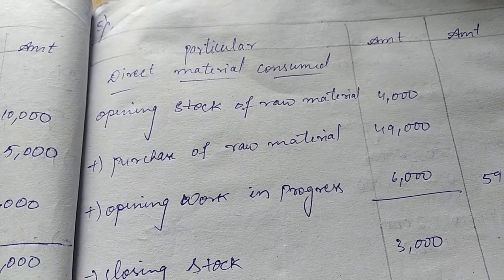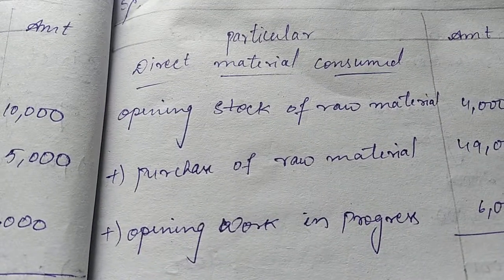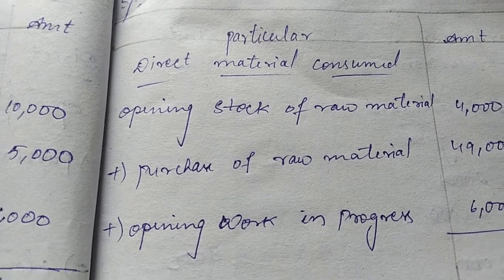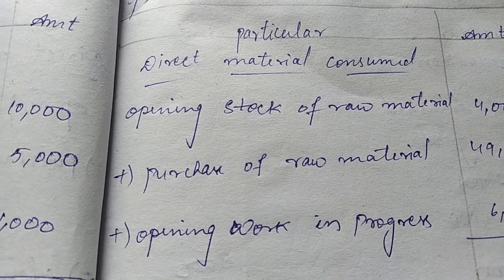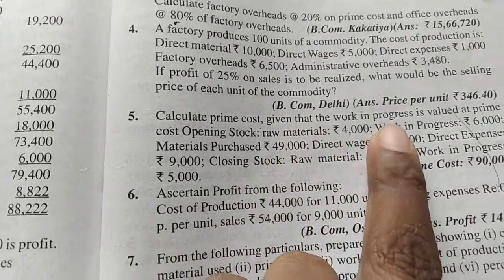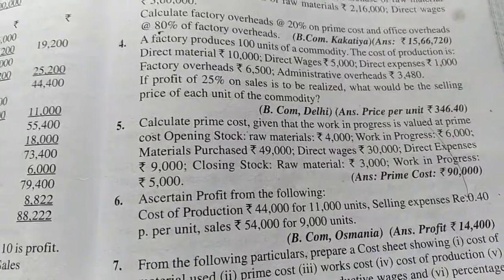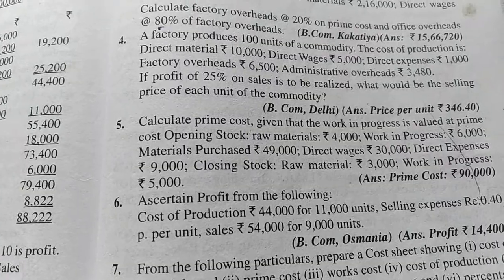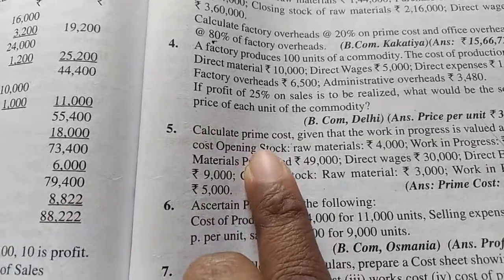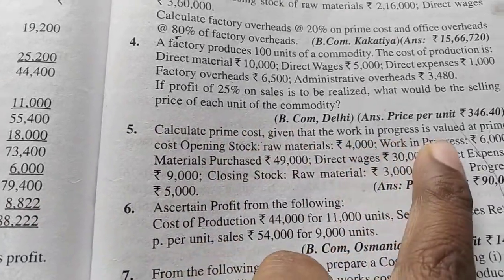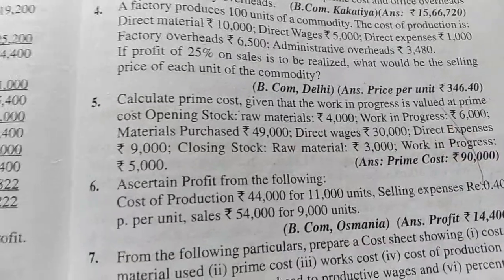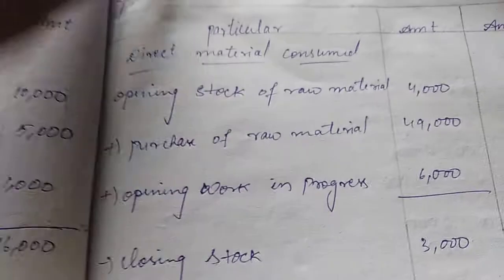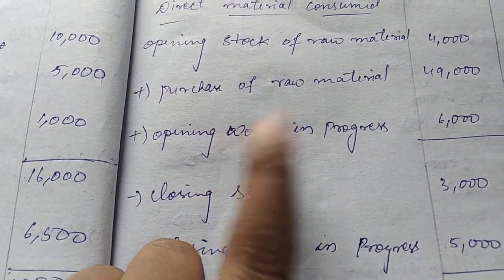Why have I taken work in progress here? Actually, work in progress we should take later, under factory overheads. But once you see here, the question says calculate prime cost given that the work in progress is valued at prime cost. So that's why we have considered the work in progress, including the opening stock of work in progress.